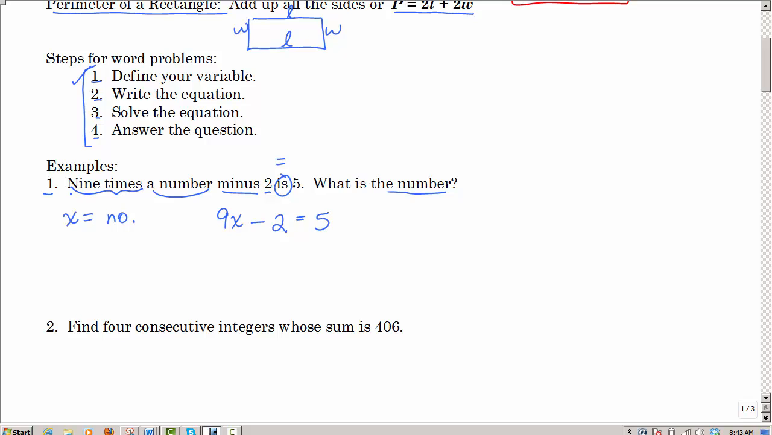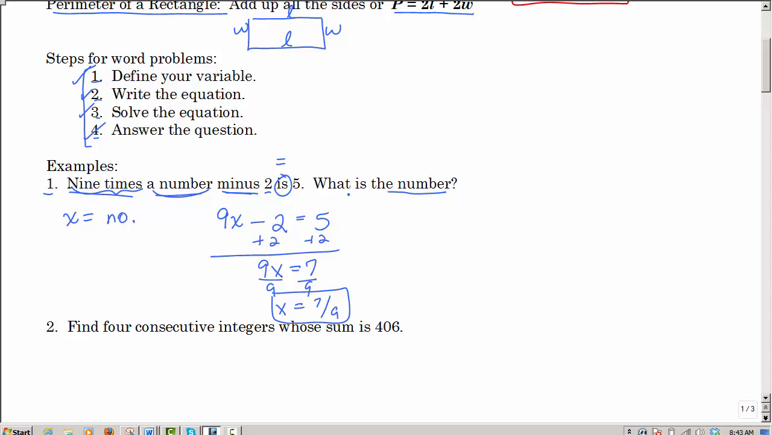So go back one more time. 9 times a number minus 2 is 5. 9x minus 2 equals 5. Then we're going to solve it. So I've written my equation. Now I'm going to solve. So I'm going to add 2 to both sides. And I'm going to divide by 9. And so I've solved it.